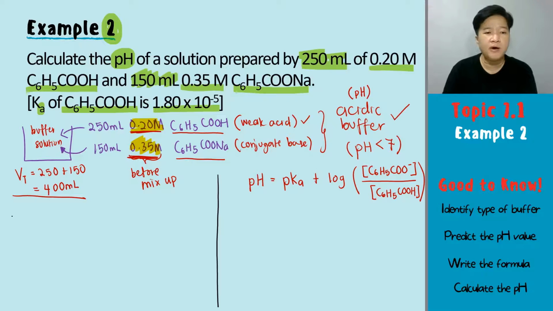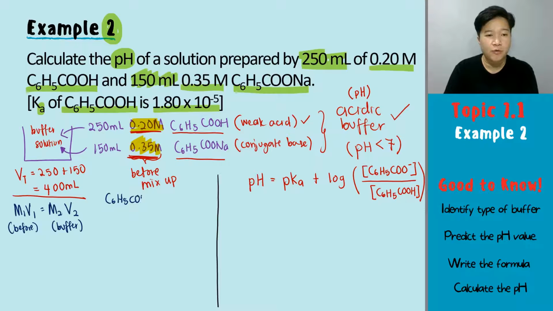So how can I calculate that? Very simple. We are going to use M1V1 equals M2V2. So M1V1 is before our mix up. M2V2 is our buffer solution, in other words, after we mix them. So we can calculate for the C6H5COOH first. The M1 that we have is the one given in the question before you form the buffer. The V1 is the volume that we use, 250, equals the M2, the one that we are looking for, the new concentration in the buffer solution. The V2 is 400. Why 400? Because in the buffer solution, you have 400 milliliter.